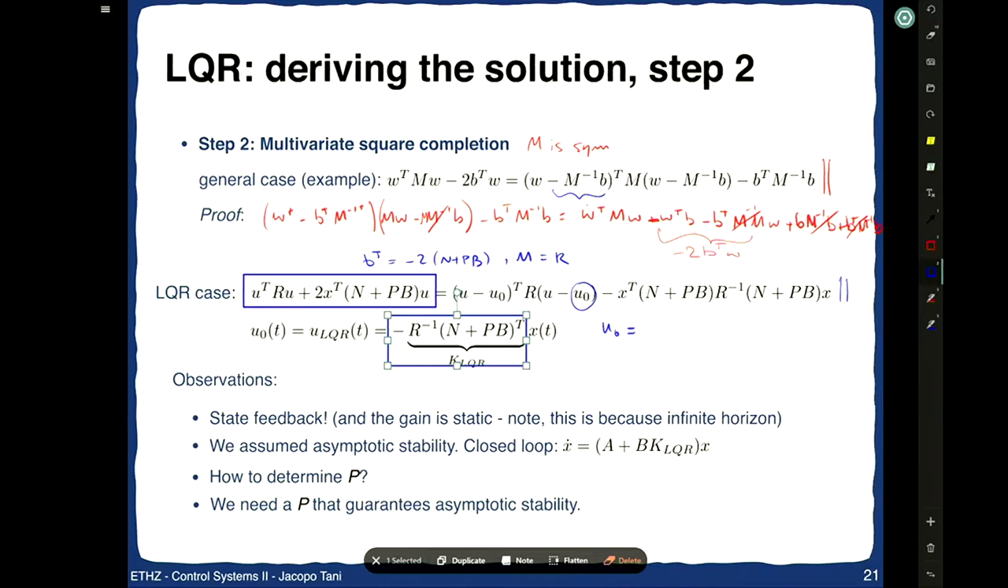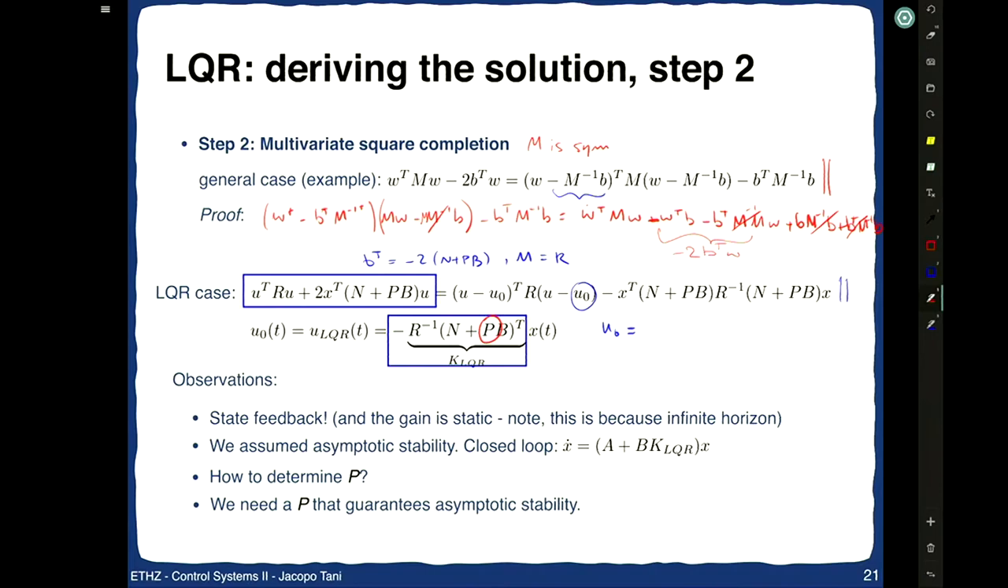But I gave away the surprise by calling it u naught, and I convinced you before that u naught was the solution. So you must say, ah, but this was easy. Well, not really, because this all hinges now on this P matrix, which I sort of stood up and said, hey, suppose there is a P matrix? And it's a magic matrix that makes everything work.